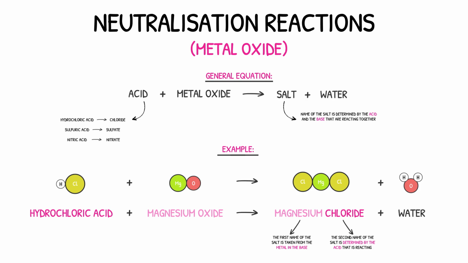As the acid used is hydrochloric acid, the salt is a chloride. Had the acid used been nitric acid, the salt formed would be magnesium nitrate. However, had the acid used been sulfuric acid, the salt formed would have been magnesium sulfate.